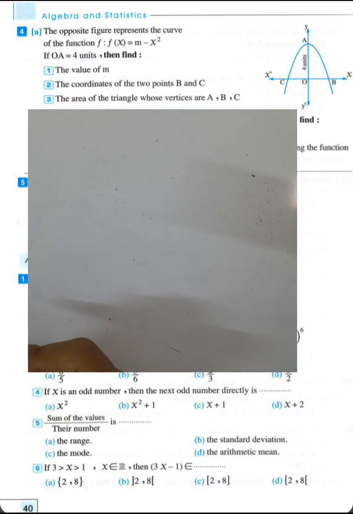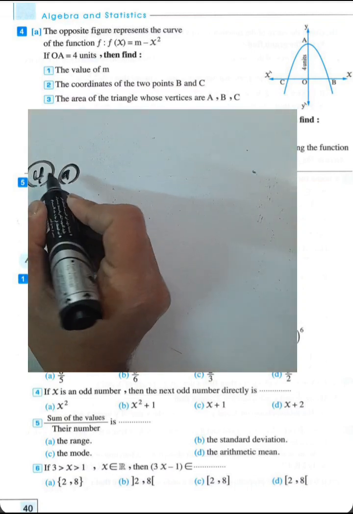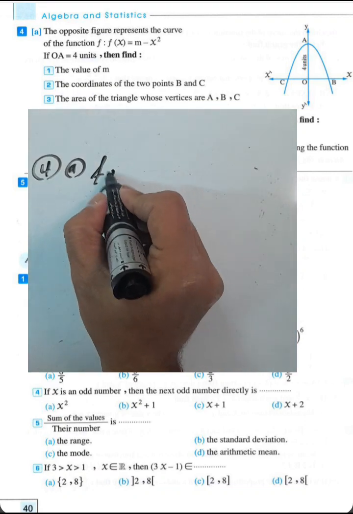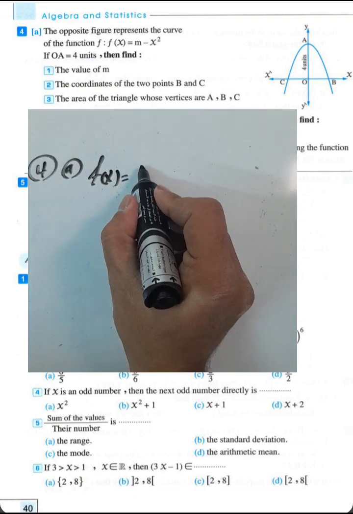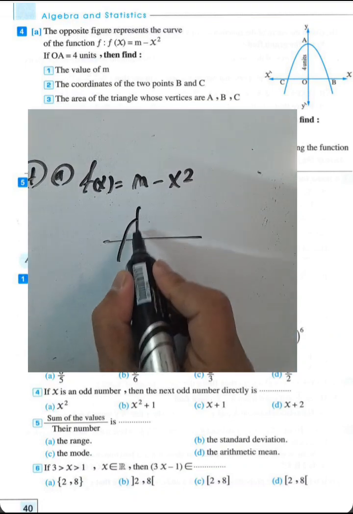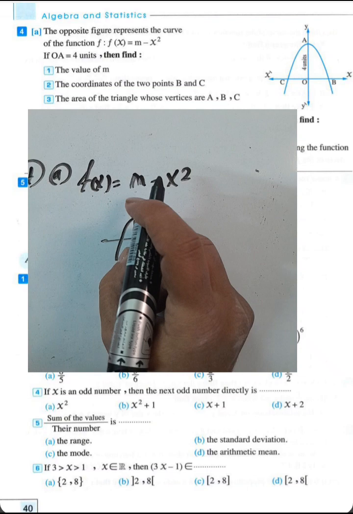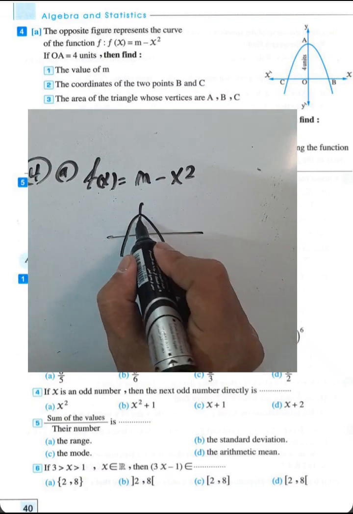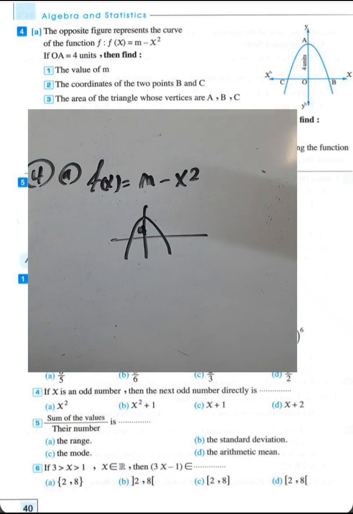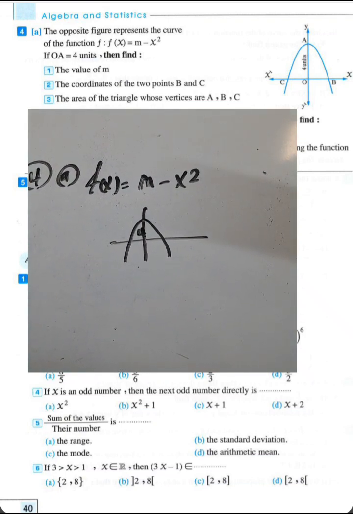Question number 4, letter E. In the opposite figure, f of x is the function equal to m subtract x power 2. Here's the function, and the constant here was 4. Okay, 4 parts. Then the value of m here will be 4.